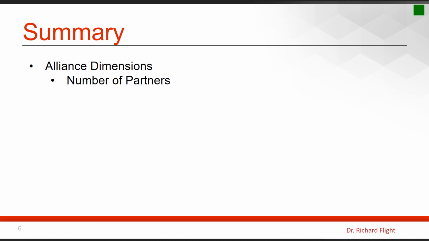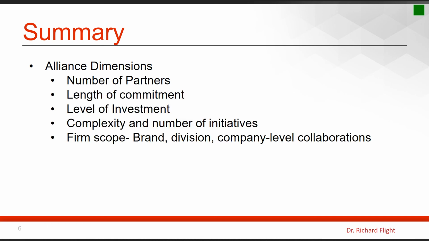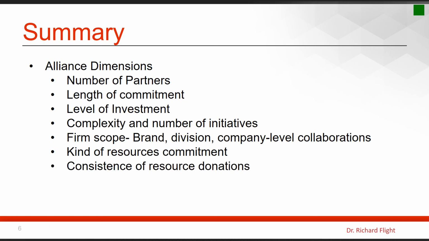So as a recap, then, we have a number of different dimensions that are associated with relationships between for-profit and nonprofit organizations. We call these alliance dimensions, and there are 7 of them that we listed earlier, including the number of partners, the length of the commitment, the length of the investment, the complexity of the number of initiatives, the scope of the firm, kinds of resources committed, and then also the consistency over time of the resource donations.